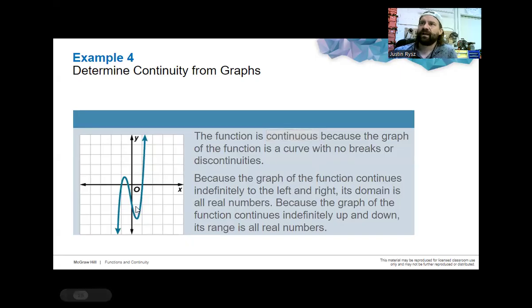This does not have any breaks or gaps in it. This is a solid line all the way through. The domain would be all real numbers because it goes all the way to the left, all the way to the right. Range is all real numbers because it goes all the way down and all the way up.